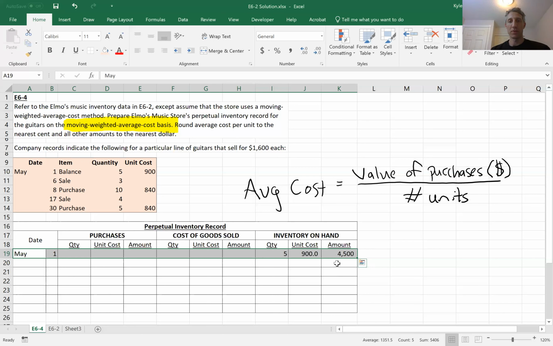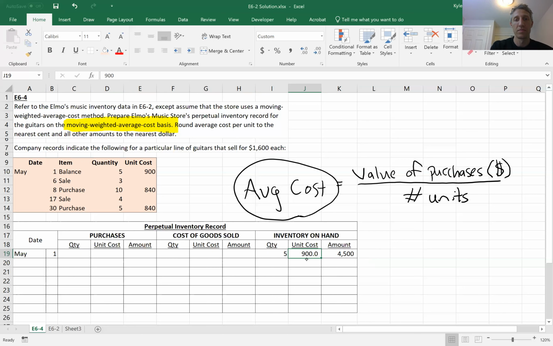So you may be wondering, well, what the heck? I didn't have to do anything, and you're right. You didn't have to do anything in order to put this first line in. The unit cost here is what our average cost is. It was already calculated for us. So we're done with this May 1st transaction.